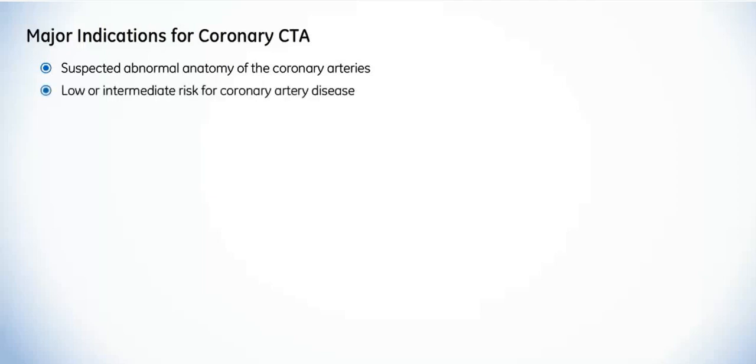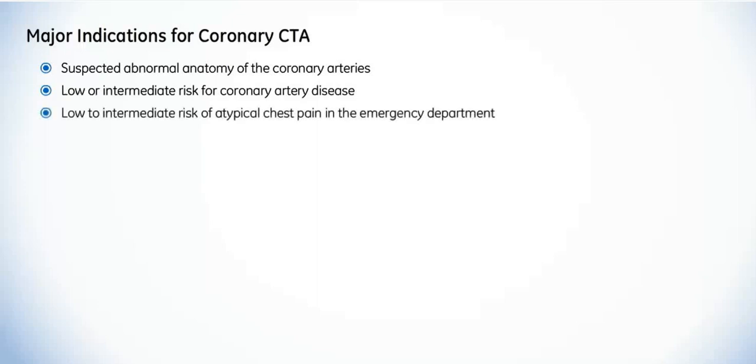Let's look at some of the common indications for coronary CTA. Coronary CTA is used in patients with a suspected abnormal anatomy of the coronary arteries, and in those with a low or intermediate risk for coronary artery disease, including patients who have chest pain and normal, non-diagnostic or unclear lab and ECG results. In addition, it is used to evaluate low to intermediate risks of atypical chest pain in the emergency department and also non-acute chest pain.